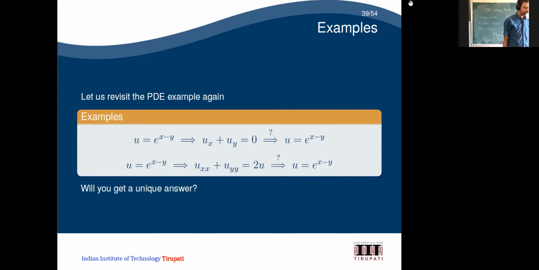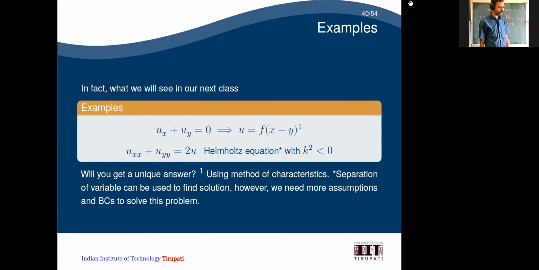Similarly, if we revisit the PDE example, the same way. So we learned the ODE concept. I have shown that u equals e power x minus y implies that ux plus uy equals 0. But if you go back, from ux plus uy equals 0, will I get u equals e power x minus y? It is not necessary. We have seen that u equal to f of x minus y is also a solution. That we will prove in the method of characteristics, etc.